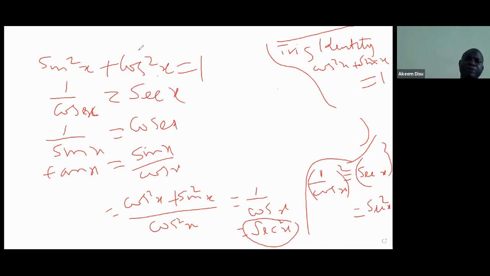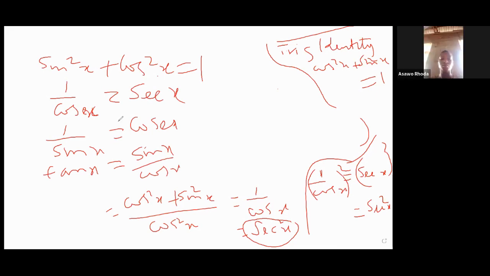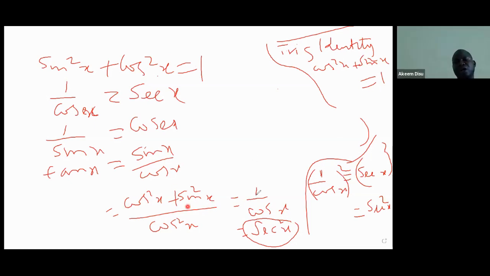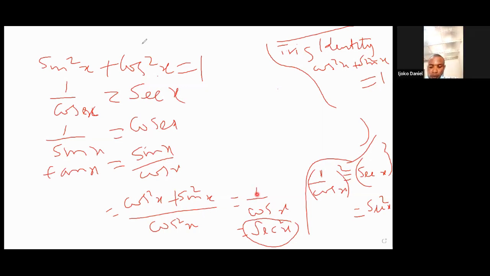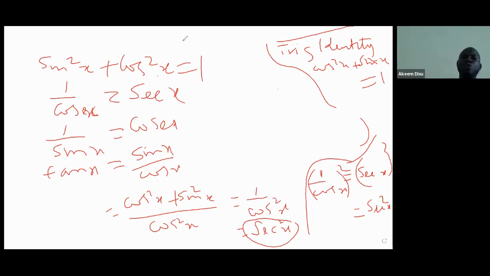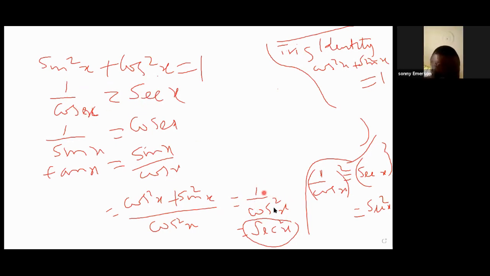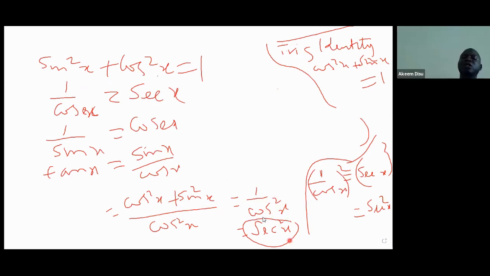And we now replace sine square x plus cos square x here with 1. Then we have 1 all over cos square x. Since 1 over cos x gives us sec x, 1 all over cos square x gives us sec square x. That's the way we get it.